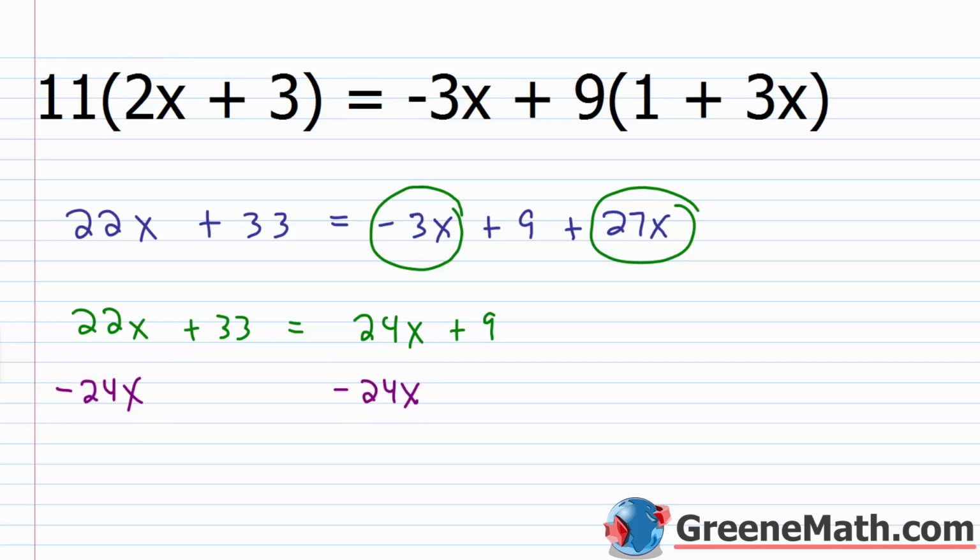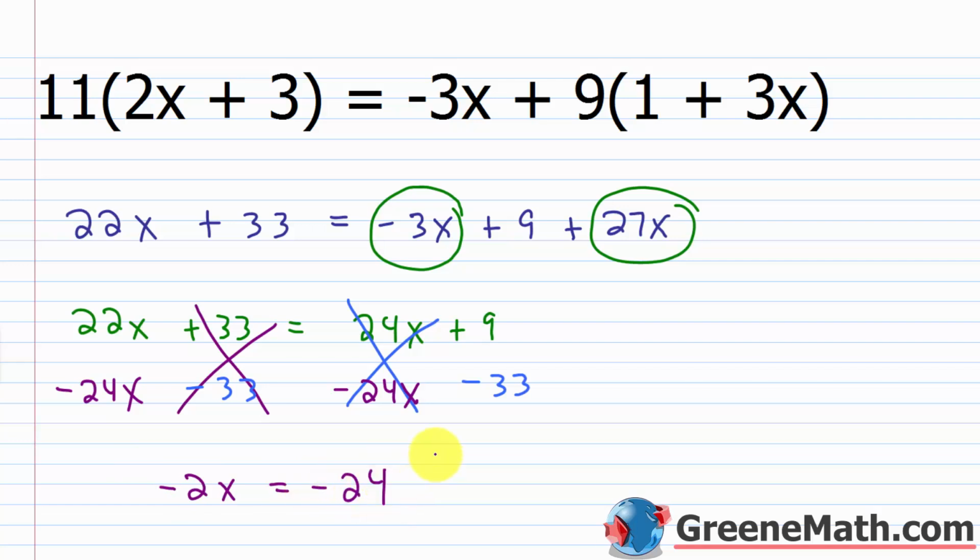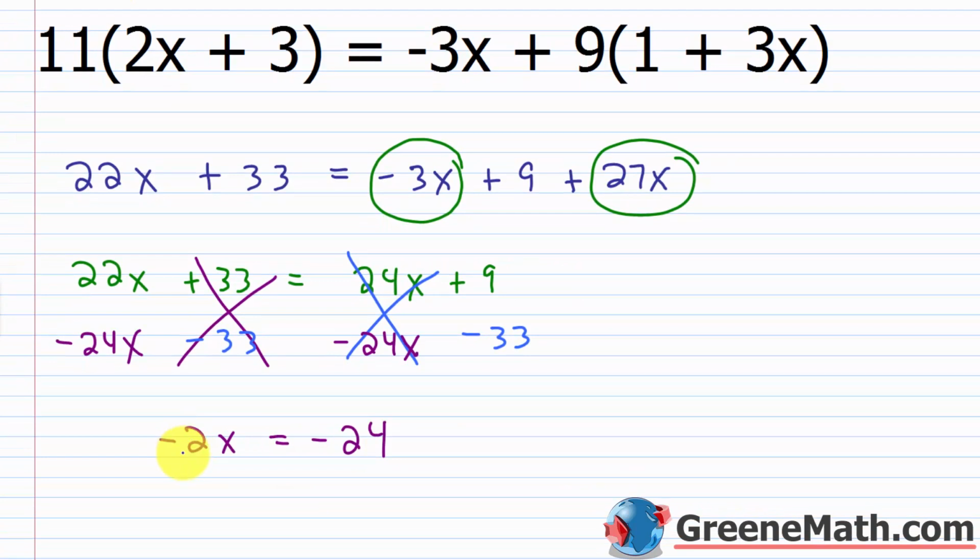So this guy right here is going to cancel. 24x minus 24x is 0, so that's gone. Then over here, I'm going to subtract 33 away from each side of the equation. And again, 33 minus 33 is 0, so that's gone. So on the left, I have 22x minus 24x, which is negative 2x. And this equals 9 minus 33, which is negative 24. So now I have a variable term equals some number.